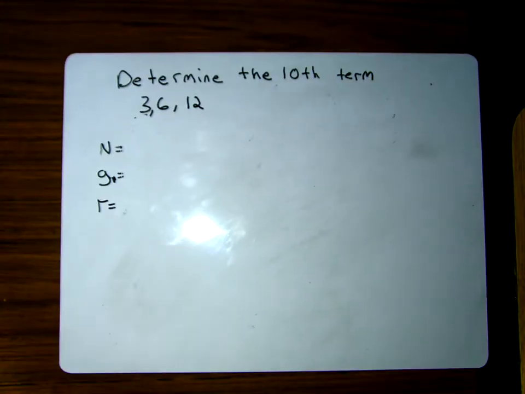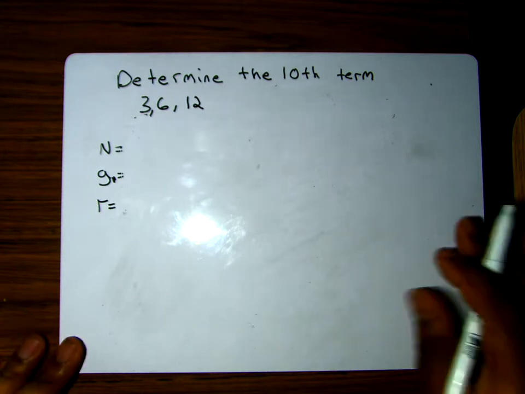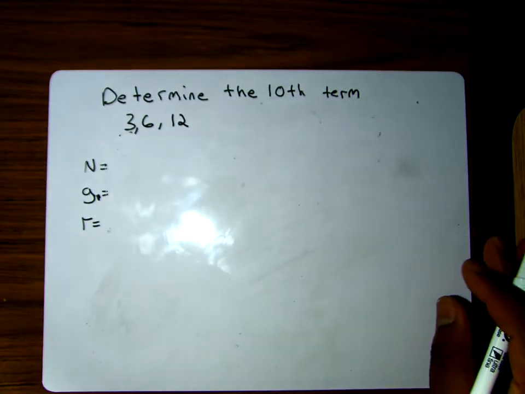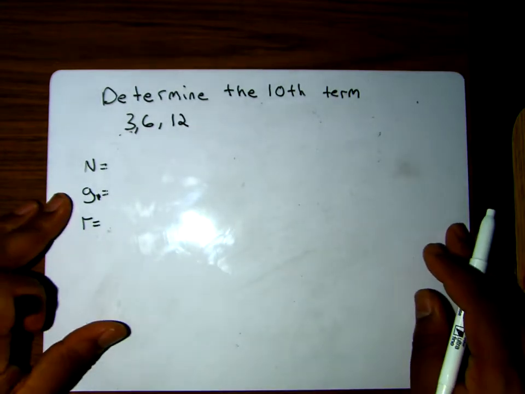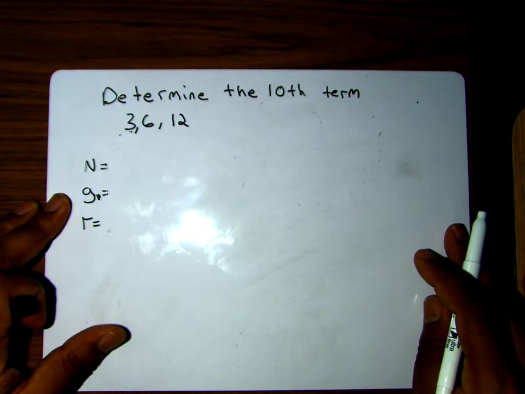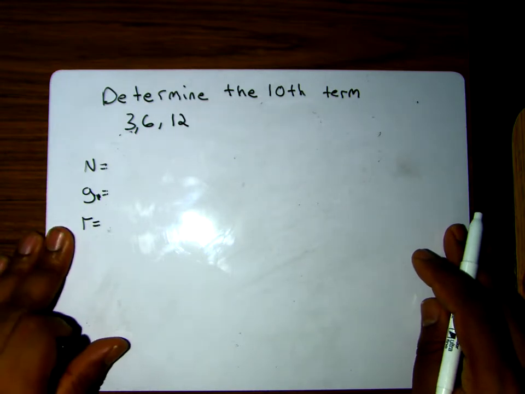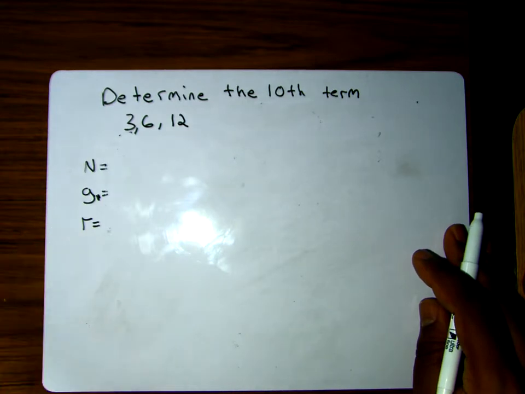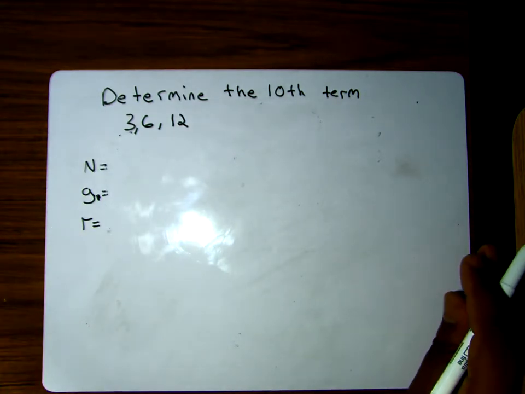So, even though this is similar to the arithmetic sequence, there are certain parts that are different. One, instead of using A, we're using G. A for arithmetic, G for geometric. And instead of using D for the common difference, we're going to be using R for the common ratio. And our formula is different.